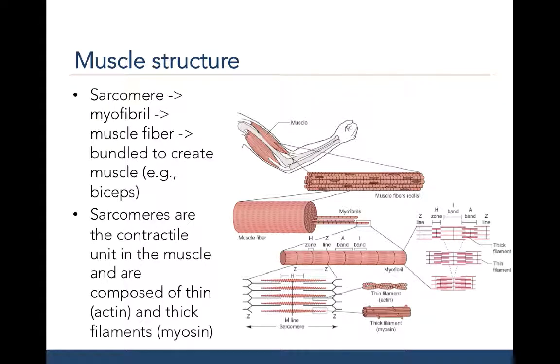The basic contractile unit of the muscle is a sarcomere. Many sarcomeres create myofibrils. Many myofibrils are bundled together to create muscle fibers. And many muscle fibers are bundled to create what we typically think of as a muscle, for example, the biceps muscle. Sarcomeres are composed of thin filaments called actin and thick filaments called myosin. Cross bridges form when myosin pulls actin, contracting the sarcomere.